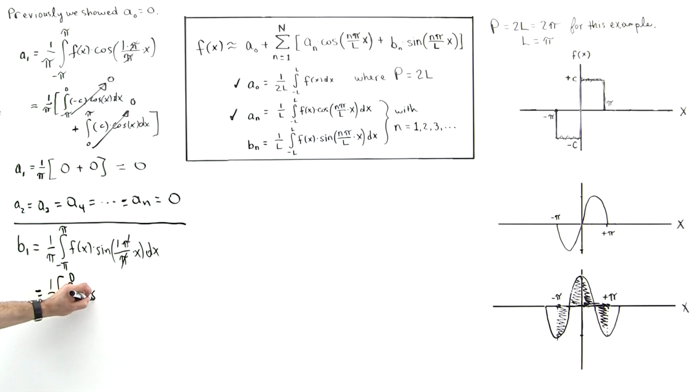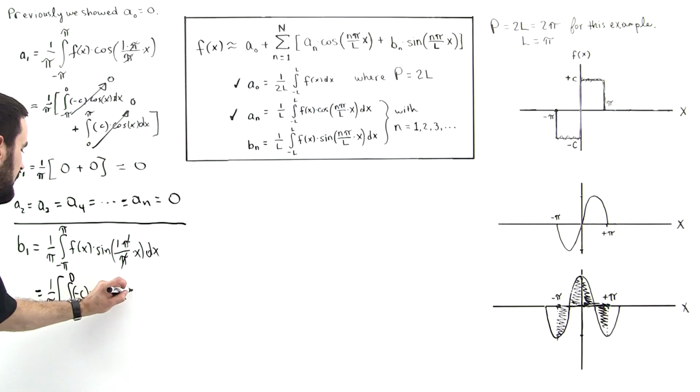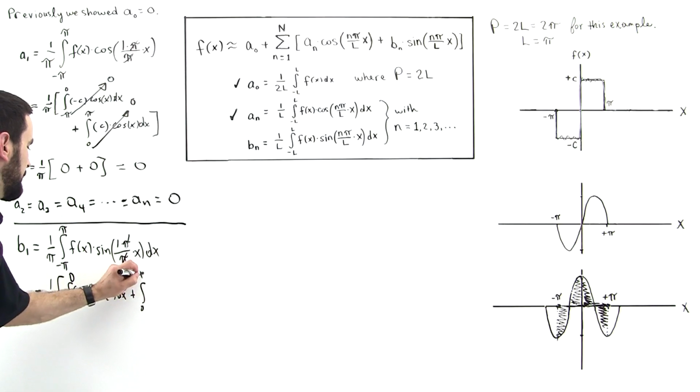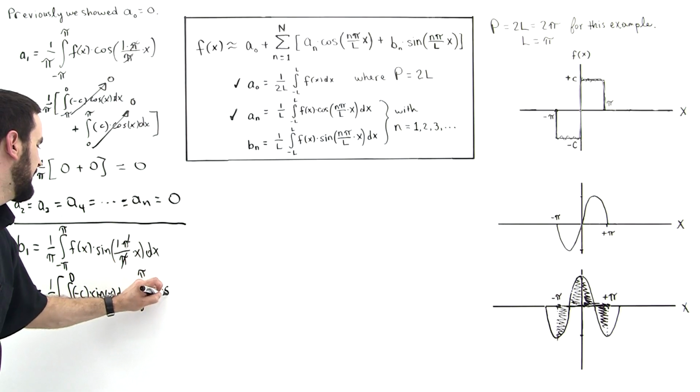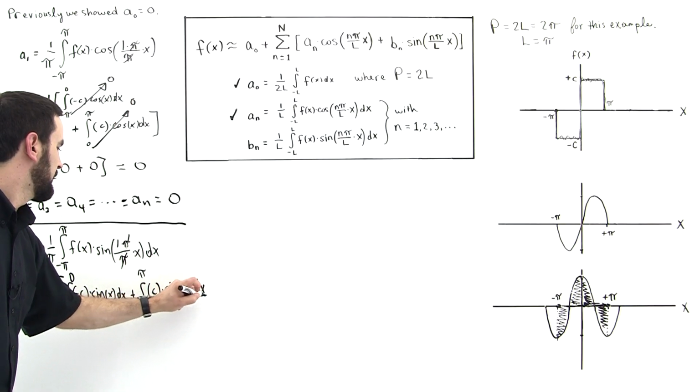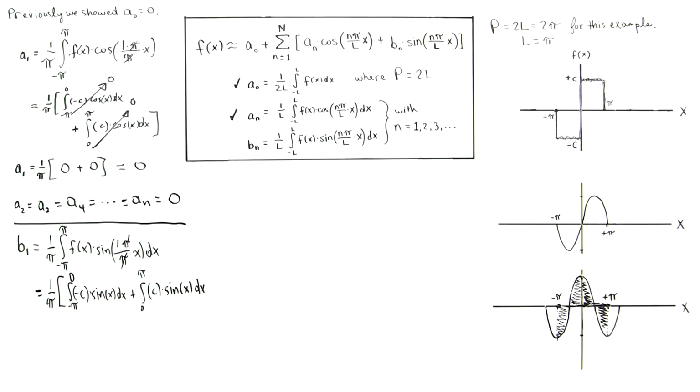And this is times the sine of x dx, like so, plus the integral from 0 to pi of c times the sine of x dx, so, like so. Close bracket. Okay, so here we go.